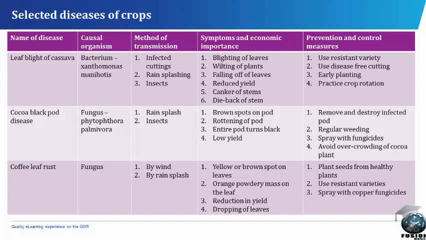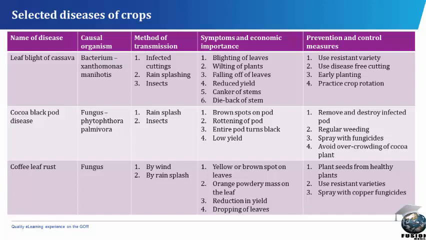8. Cocoa black pod disease. Causal organism: fungus, Phytophthora palmivora. Method of transmission: rain splash, insects. Symptoms and economic importance: brown spots on pod, rotting of pod, entire pod turns black, low yield. Prevention and control measures: remove and destroy infected pods, regular weeding, spray with fungicides, avoid overcrowding of cocoa plants.